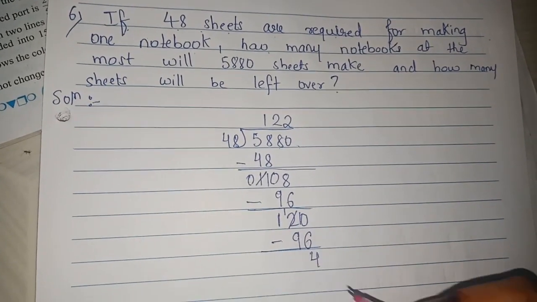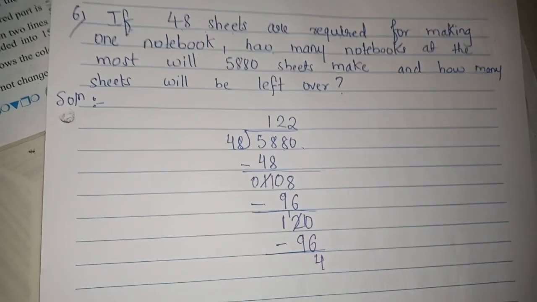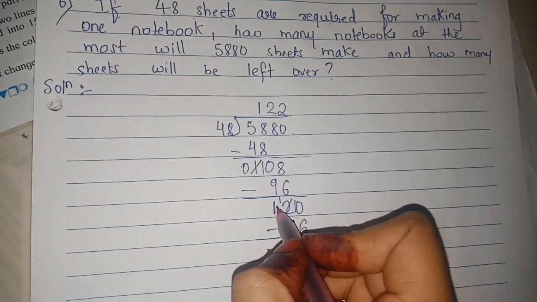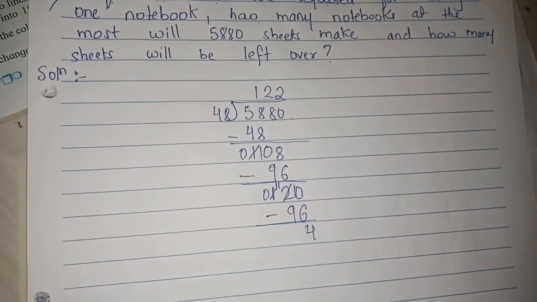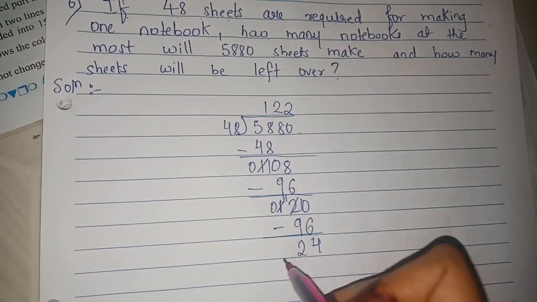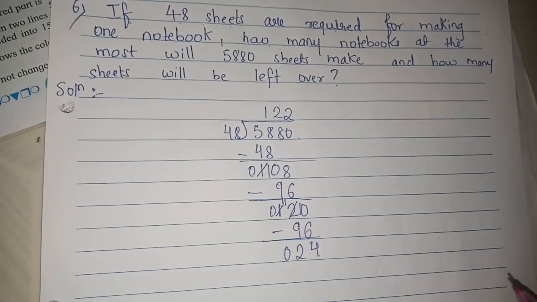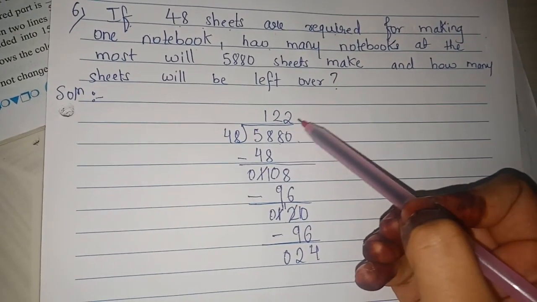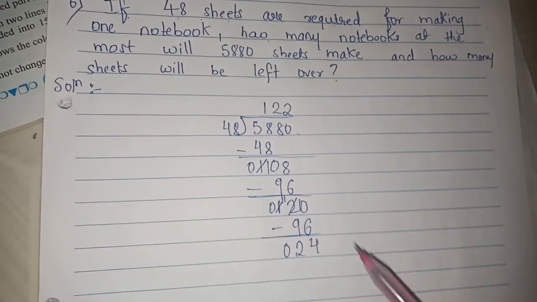Again 1 minus 9 is impossible, right? So we will take 1 from this one, so 1 will become 0 and this 1 will become 11. Now 11 minus 9 is 2 and 0 will come as it is 0. Got it? So it means total 122 notebooks can be made and 24 sheets left over.